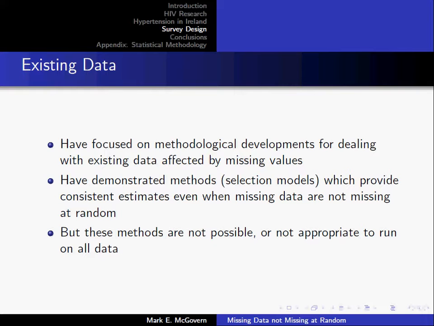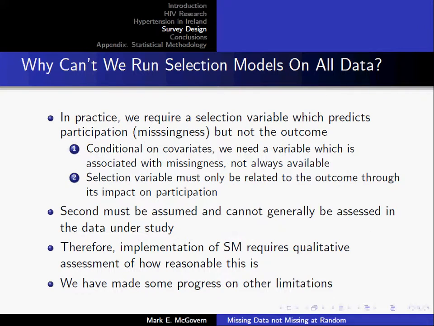So why not? The main reason is that in practice we require this selection variable, which predicts participation, but not the outcome. This type of variable is not always available, and it has to be only related to the outcome through its impact on participation. The second point here, we can't test it empirically, we have to assume it. So it all comes down at the end of the day to a qualitative assessment of how reasonable this assumption is. So for example, how reasonable is it that interviewers are randomly assigned?